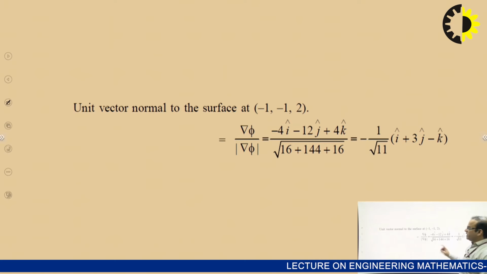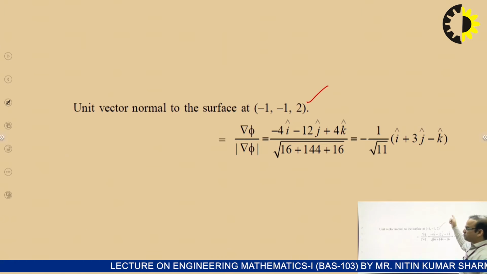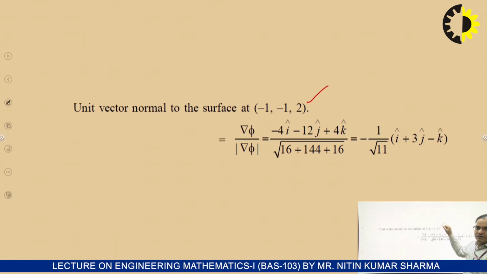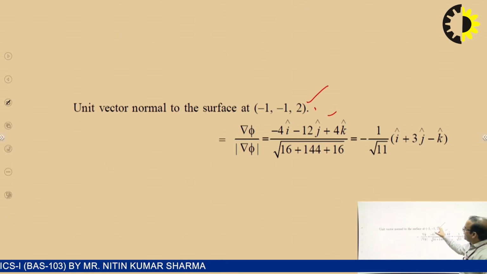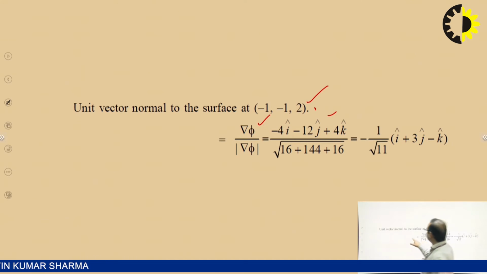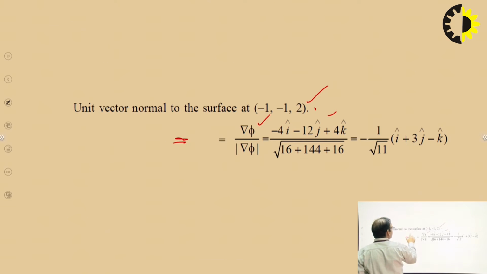So earlier we determined the normal vector only. When we substitute the values, we get the particular vector at the given point, and then to convert it into a unit vector, we divide the vector by its magnitude. So this is the vector, and this was vector n. We have to divide it by its magnitude.